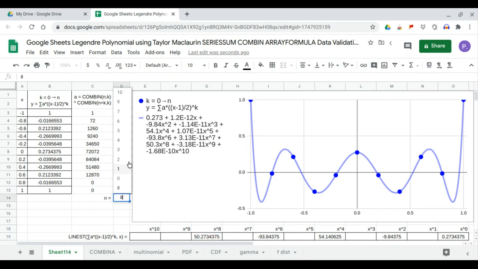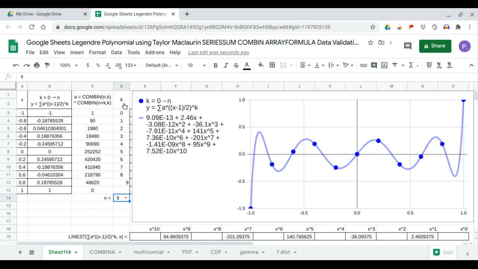At n equals 9, Legendre polynomial y equals 2.46x, which is this, minus 3.094 x cubed, which is 36.1 x cubed, 140 x to the fifth, 141 x to the fifth, 201 x to the seventh, 94.96 x to the ninth, also known as 95.95 x to the ninth.